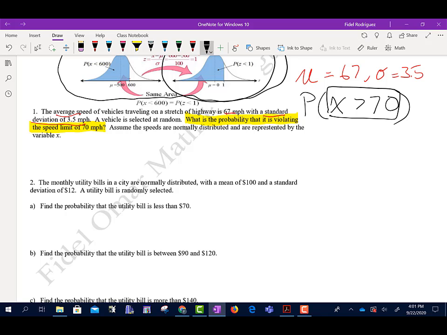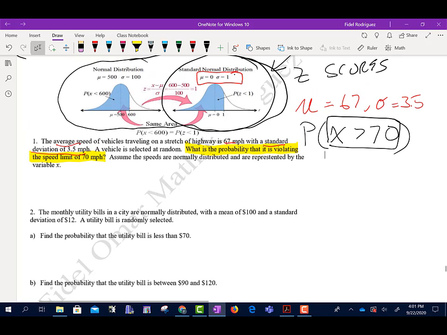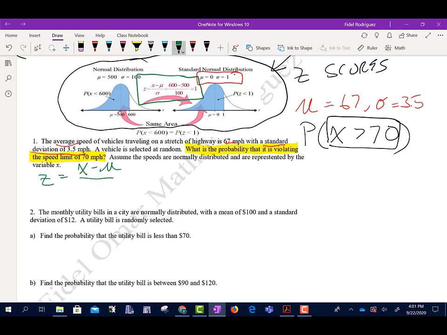I'm going to scroll up just a tiny bit here, because I want you to see what we have right here. This is the formula that we used in 5.1. So I'm going to say z is equal to x minus mu, divided by sigma. My x value in this case, guys, is 70. So I'm going to write 70 minus 67, divided by 3.5. Okay, so let me grab my calculator.